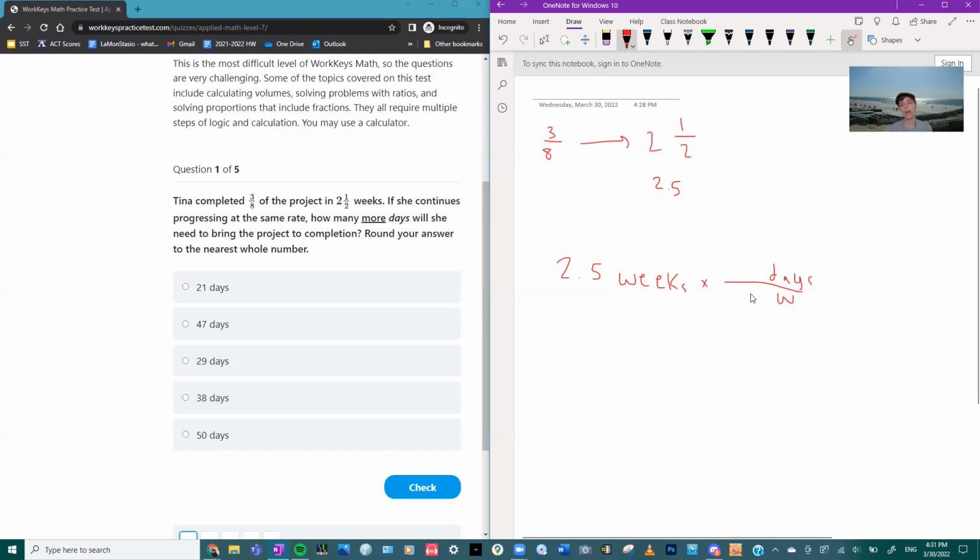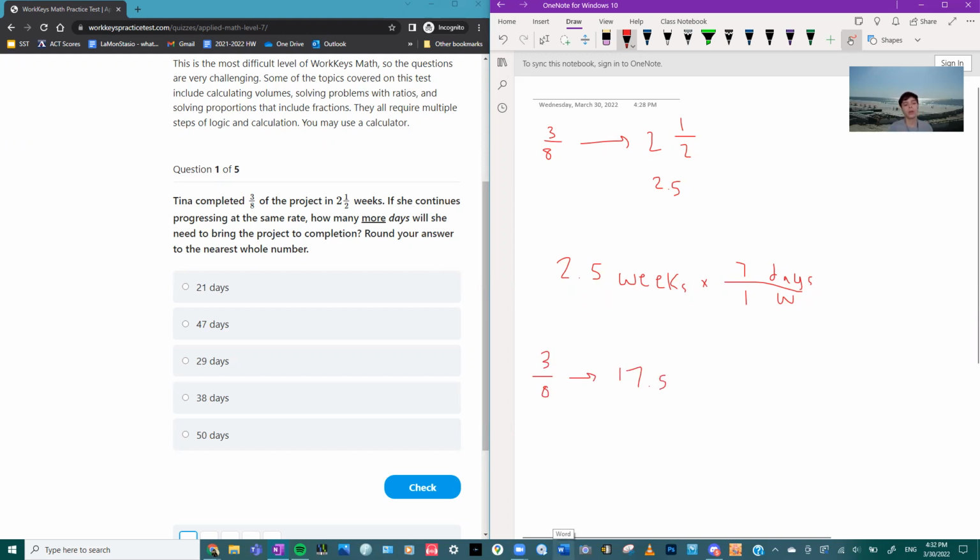So here's what I mean. How many days are in a week? 7. So you put a 7 by days and you put a 1 by weeks, because 7 days equals 1 week. So then, as it turns out, 7 over 1 is just 7, so you multiply 2.5 times 7 to get how many days are in 2.5 weeks. And that happens to be 17.5. So now we know she completed 3/8 of the project in 17.5 days. All right, good.